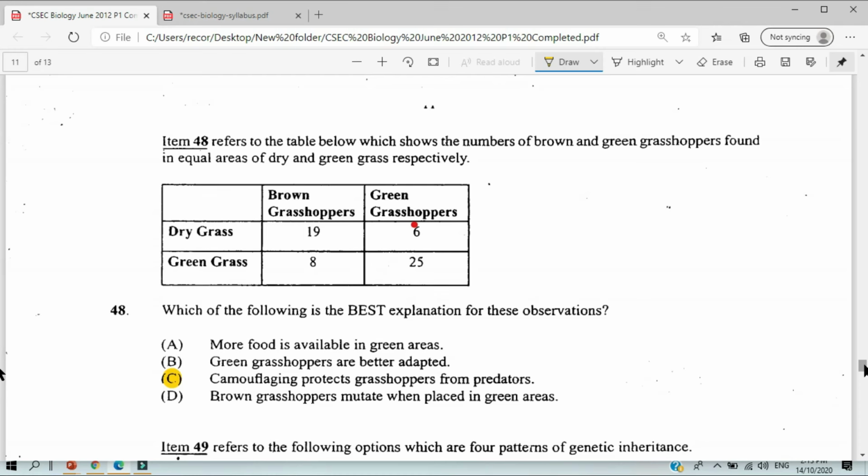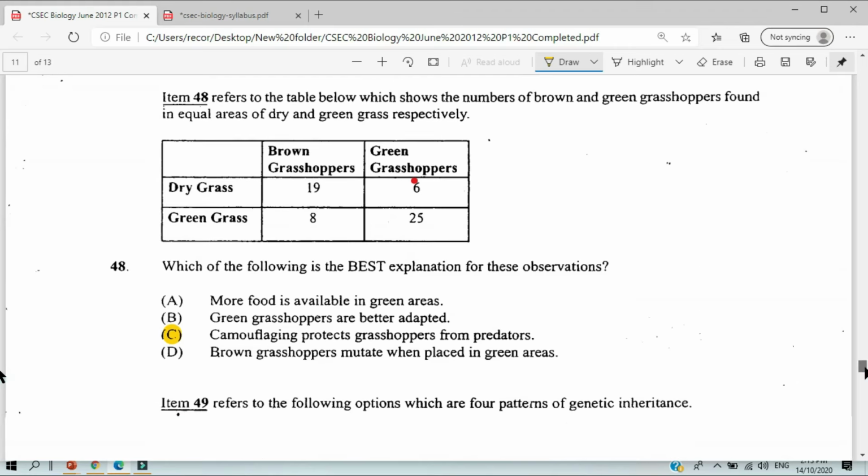It says, which of the following is the best explanation for these observations? And we think it was camouflage because it protects the grasshopper from predators. So C is your answer for 48.